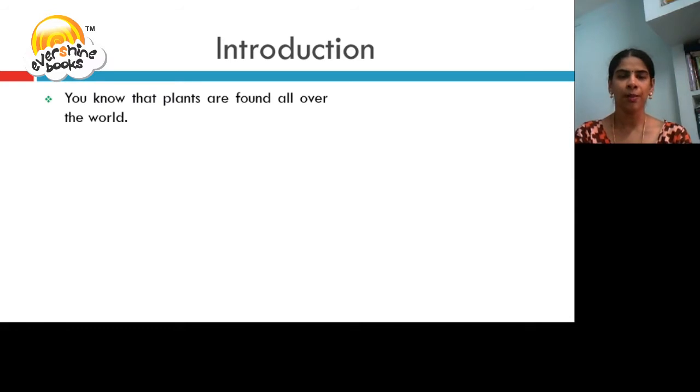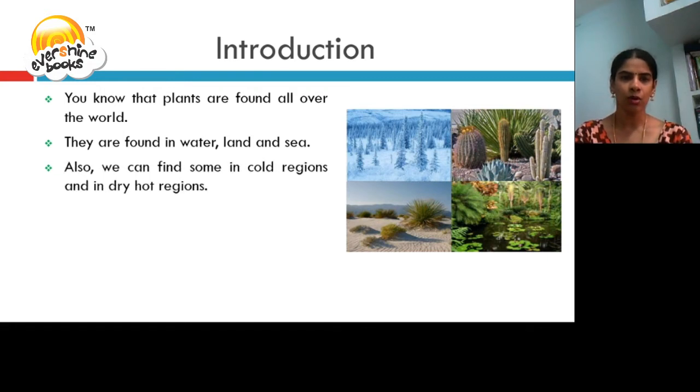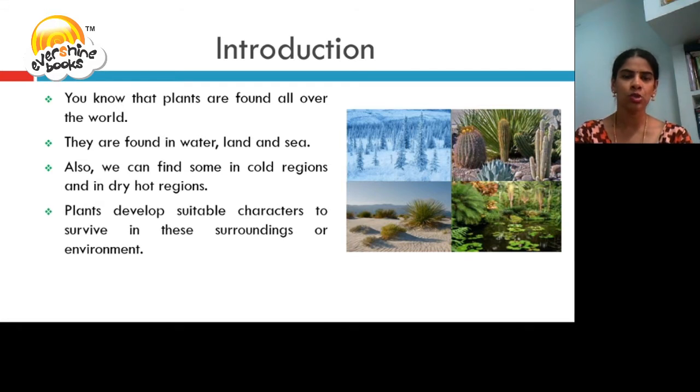You know that plants are found all over the world. They are found in water, land and sea. Also, we can find them in cold regions as well as in dry, hot regions. Plants develop suitable characters to survive in these surroundings or environment. These characters are called adaptations.